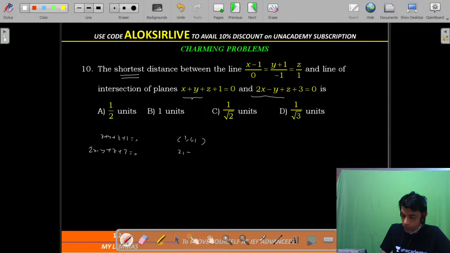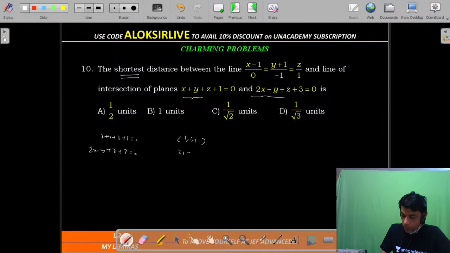So you are getting 2, 1, negative 3. Just check the work that you are getting 2, 1, negative 3. So 2, 1, negative 3 are this one. And then you can also find one point on the line.